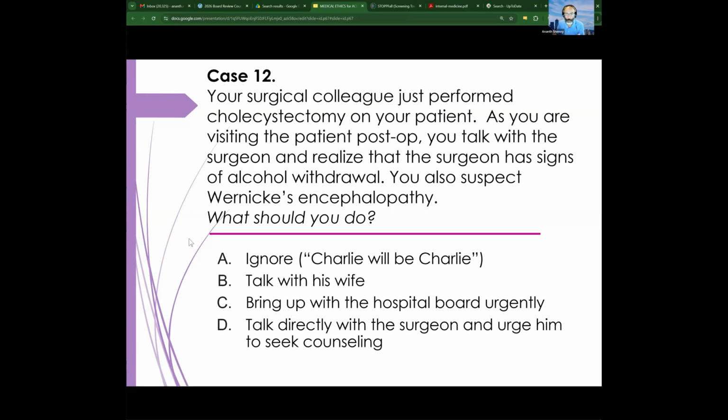And as we hopefully all know, FAP is autosomal dominant. It would be nice if it was recessive, but it is not. Okay, case number 12. Your surgical colleague just performed a cholecystectomy on one of your patients.